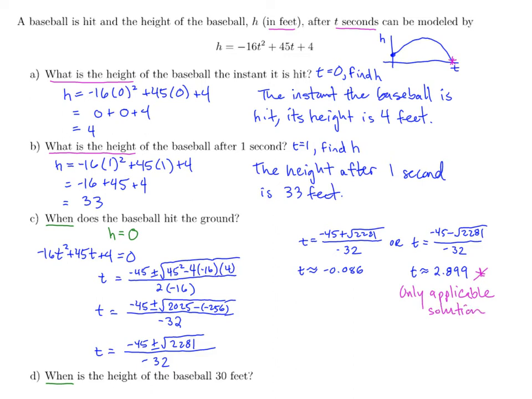Now, we've found that only applicable solution. Let's summarize. Answering this question, when does the baseball hit the ground? The ball hits the ground after about 2.899 seconds.